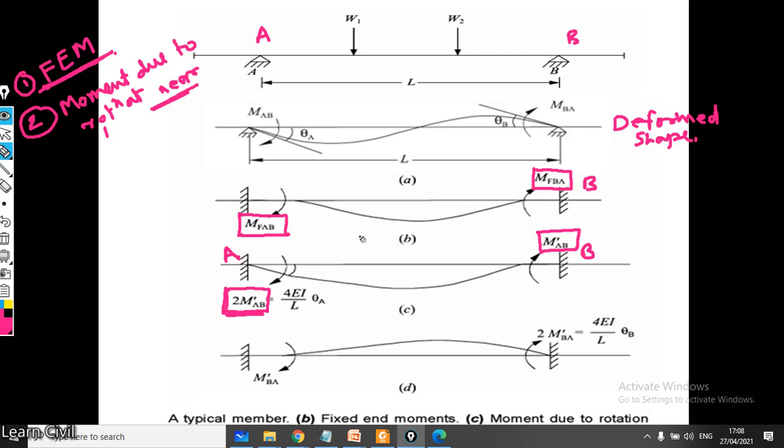Now for the bending moment developed at end B in this figure, due to rotation of end B, let us consider this bending moment is equal to 2M'BA. The rotation is theta B. Half of this bending moment will be transferred to end A, so this bending moment will be M'BA.